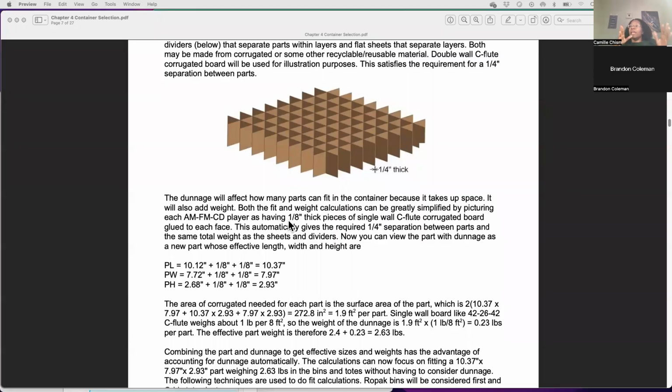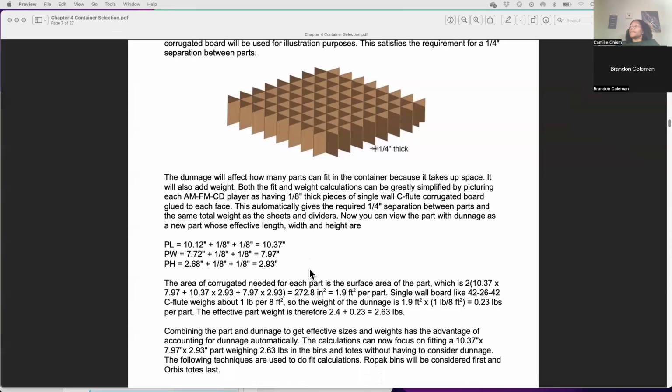So again, they're saying you take a 1/8 of an inch thick piece of the single wall C-flute and you want to pretend that it's glued to each face. So you're basically putting this in a carton again. And you're looking at the dividers as a kind of carton, so you get that 1/8 inch piece of single wall C-flute, but by doubling it, now you get that 1/4 inch of separation that's required to protect your radio. Okay.